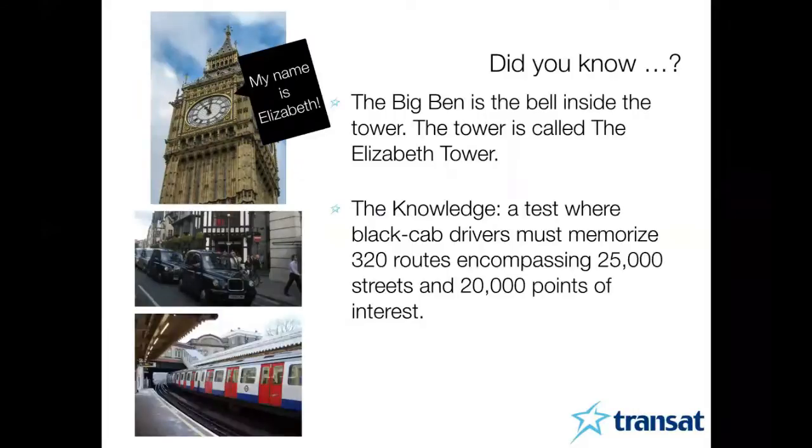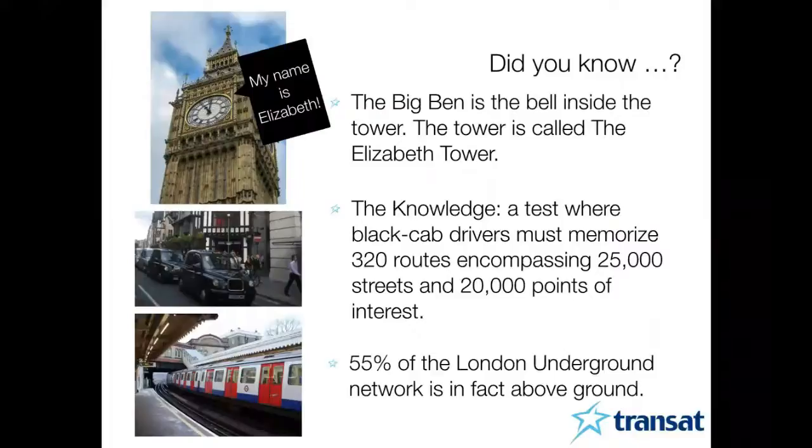Also, with the name of the London Underground, you think that the majority of it would be underground, when in fact 55% of the London Underground is actually above ground.